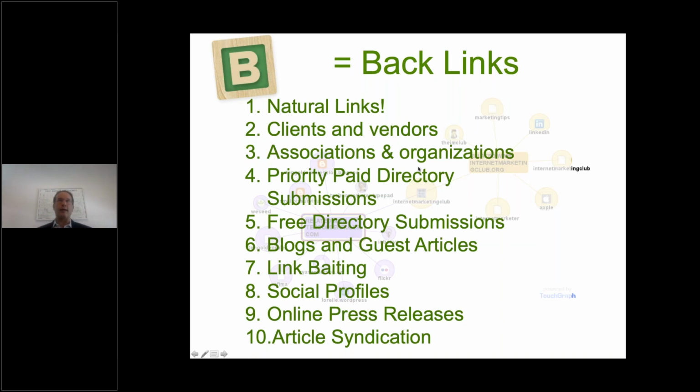So what are some of the ways we can get links? More than anything, we want natural links. We can get links from our clients and vendors, associations and organizations. We don't want to do the paid listings, but we can be in the paid industry directories. Directory submissions, so things like industry associations, blogging and guest articles. That little trick we had of creating a list, like the top 10 list of things in your industry, to get the trade shows, which I did, to link back to say, hey, we're on this list of the top 10. Social profiles and article syndication.